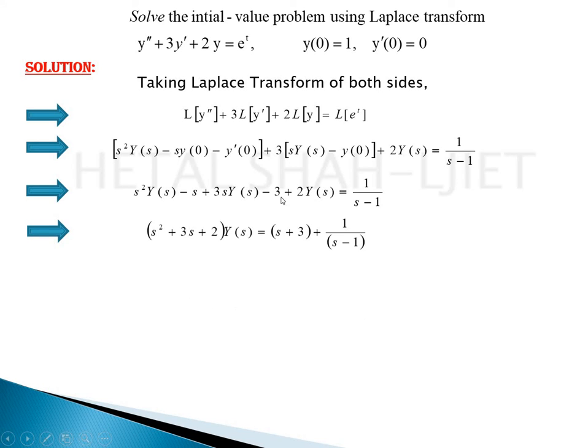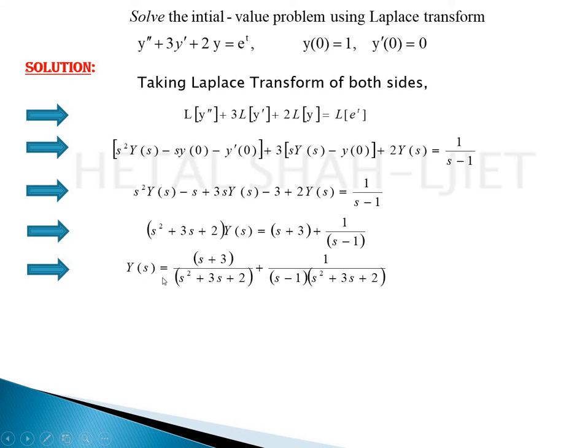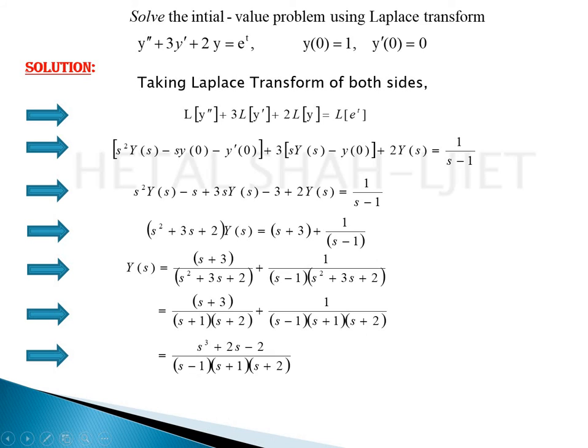Taking y of s as common, we get s square plus 3s plus 2, and putting minus s and minus 3 on the right hand side, we get s plus 3. Now keep y of s as the subject, so y of s is equal to s plus 3 upon s square plus 3s plus 2. Similarly, for 1 upon s minus 1, s square plus 3s plus 2. The factors of s square plus 3s plus 2 are s plus 1 and s plus 2. So here we get s plus 3 upon s plus 1 into s plus 2. And for the second term, 1 upon s minus 1, s plus 1 and s plus 2. By taking LCM, we get s cube plus 2s minus 2 upon s minus 1, s plus 1, s plus 2. So this is y of s is equal to this term.